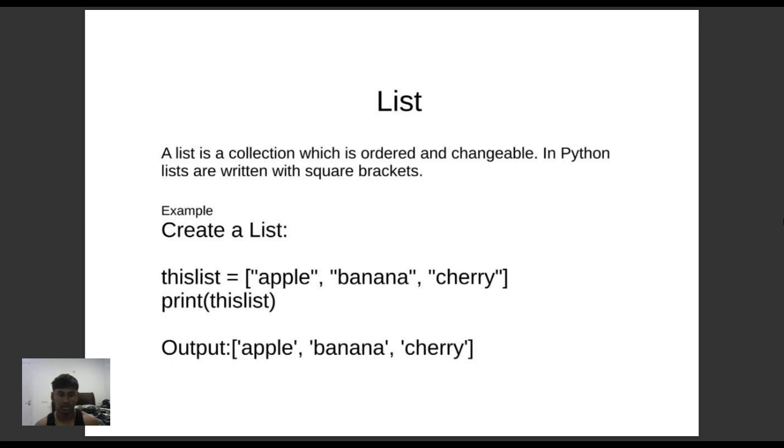Example, to create a list, let's take a list and name it thislist. thislist is equal to, and within the square brackets you mention apple, banana, and cherry within double quotes. And the command print thislist prints the output as apple, banana, and cherry within the square brackets.